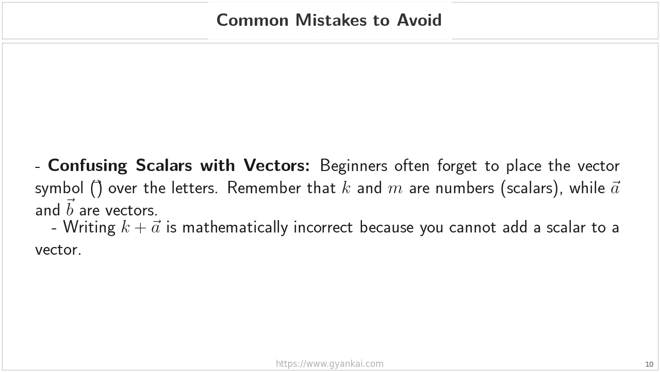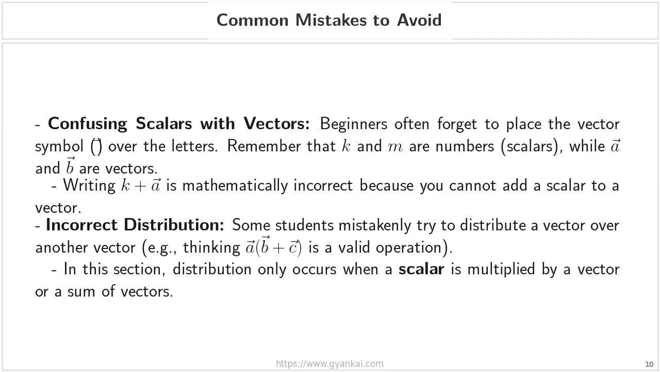First, let's talk about confusing scalars with vectors. When you are writing your solutions, please be very careful to place the vector arrow over your letters. It is crucial to remember the distinction we've made throughout this lesson. Letters like K and M represent simple numbers or scalars, whereas A and B represent vectors. A very common mistake is writing K plus a vector. This is mathematically incorrect because, as we've seen, you cannot add a scalar to a vector. They are different types of mathematical objects.